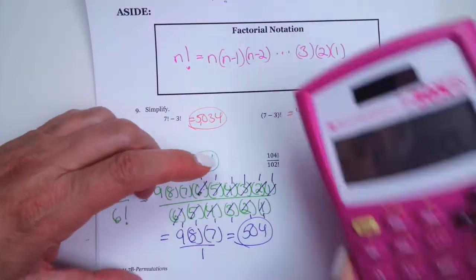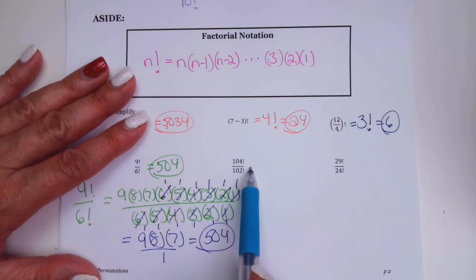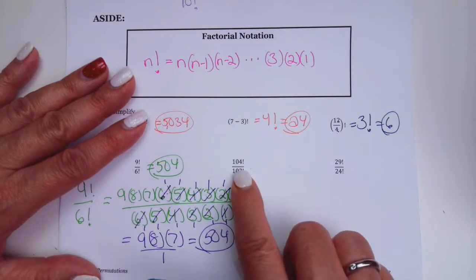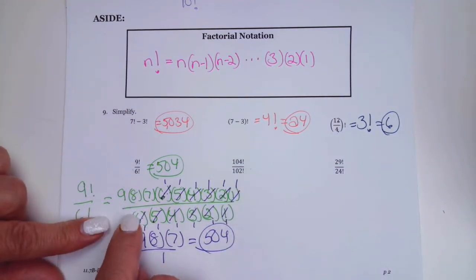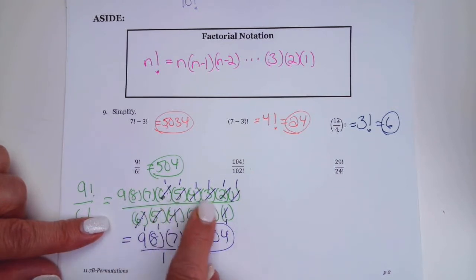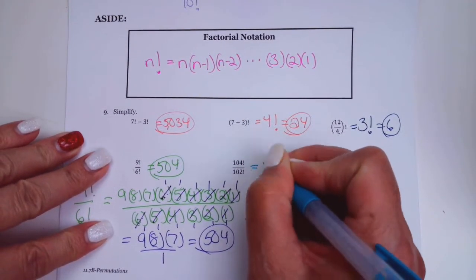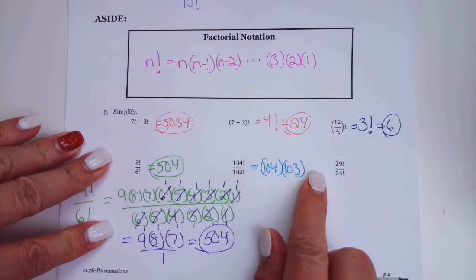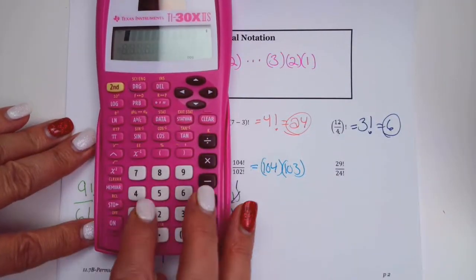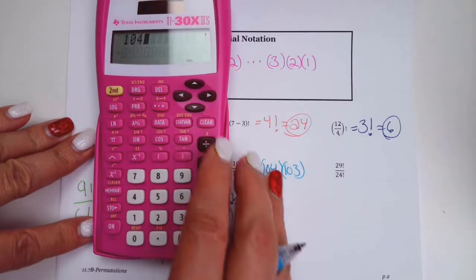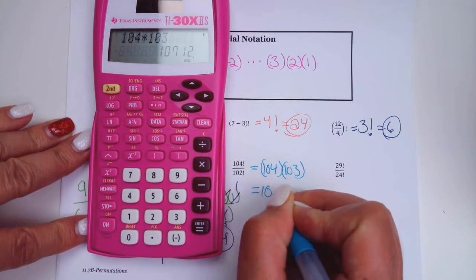So on this one here, instead of writing all this out, I mean, I don't want to write 104 numbers. We know that 104 factorial includes 102 factorial, because 9 factorial includes 6 factorial. So the only ones that are going to be left are 104 and 103, right? Because the next number is 102, and those we can cancel out. So now we can do 104 multiplied by 103. And there's our answer, 10,712.